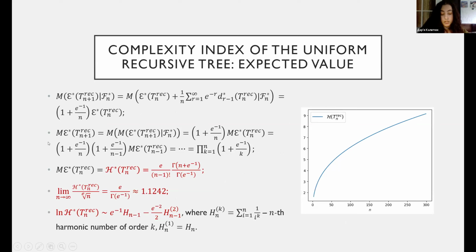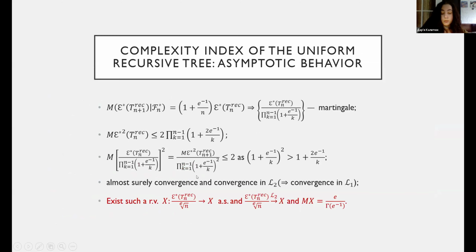And then taking another expectation and iteratively unrolling the formula, we would finally get the expression for the expected value of the uniform recursive tree complexity index. Here, gamma denotes the gamma function. From this expression, we can find the constant to which the normalized value of the expected complexity index approaches when the number of vertices tends to infinity. And it can also be shown that the natural logarithm of the expected value behaves like a linear combination of two generalized harmonic numbers.